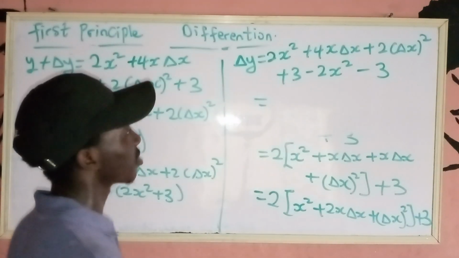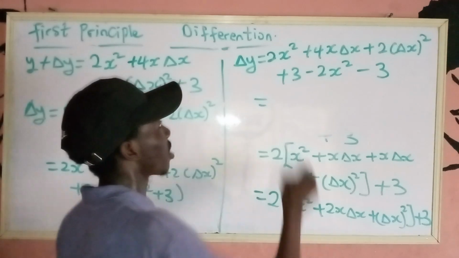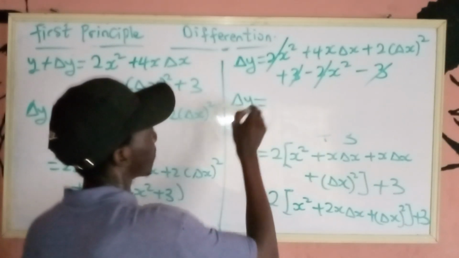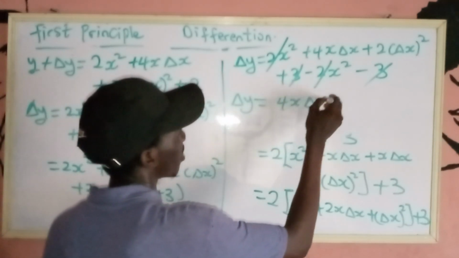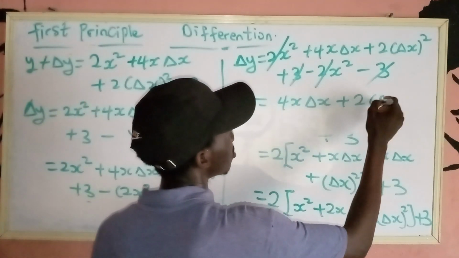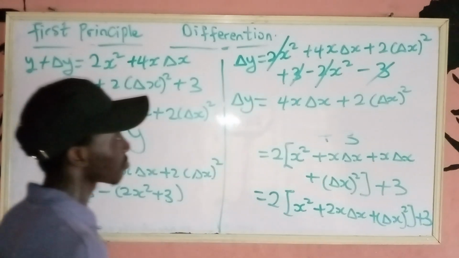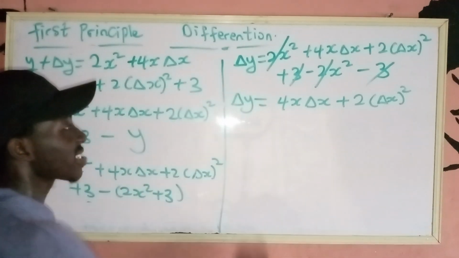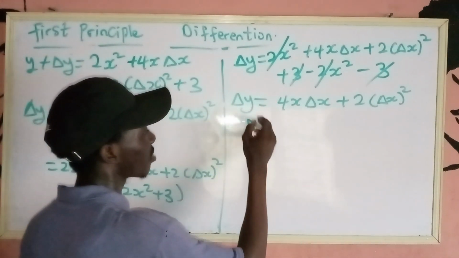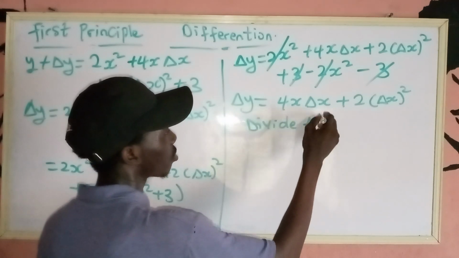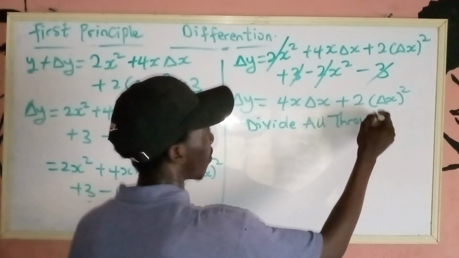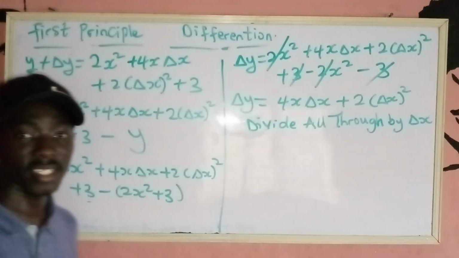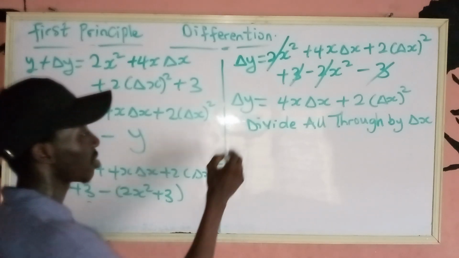So all you observe here, we add similar terms. You can cancel out. This goes out. This also goes out. So we are left with 4x change in x plus 2 change in x squared. So the next step now is what? Divide all through by changing x. Next step is divide all through by changing x.